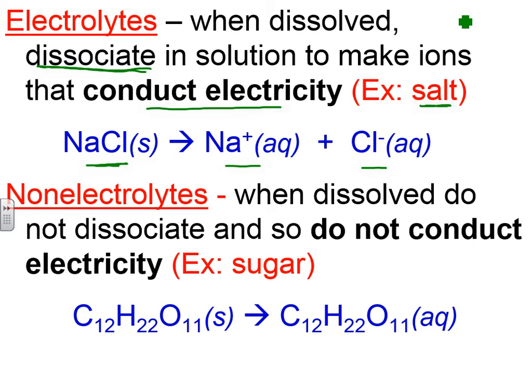Non-electrolytes, on the other hand, when dissolved, do not dissociate. And since they don't dissociate, they will not conduct electricity. That's why we call these electrolytes, because of them conducting or not conducting electricity. A famous example of a non-electrolyte is sugar. Sugar here dissolves. Everyone knows that sugar is soluble in water, but it does not conduct electricity. So it goes simply from a solid to an aqueous, but it does not dissociate like the salt did.